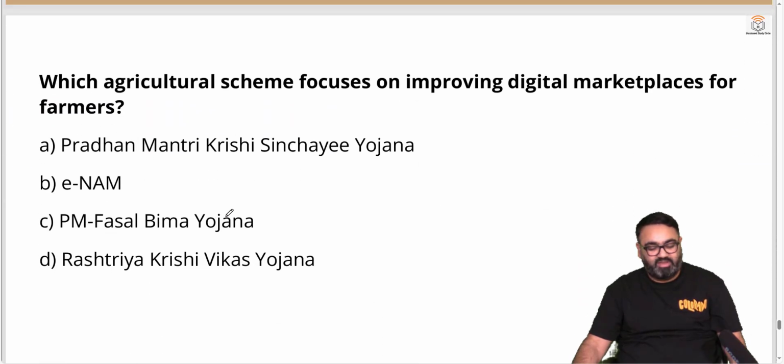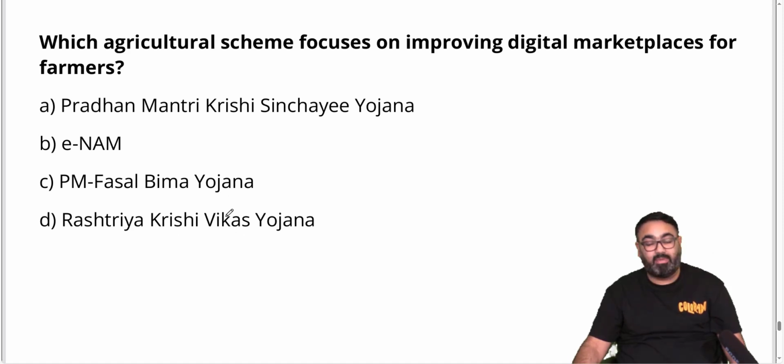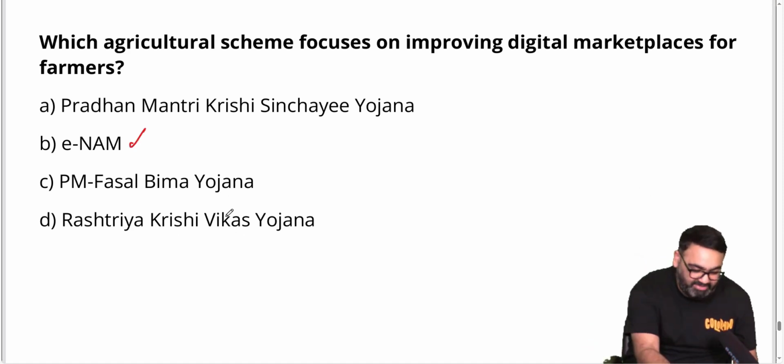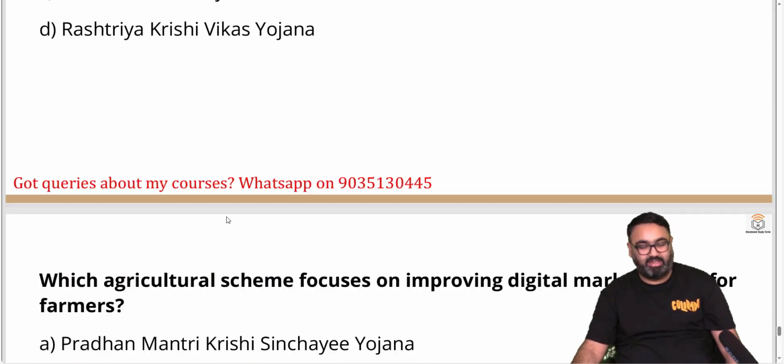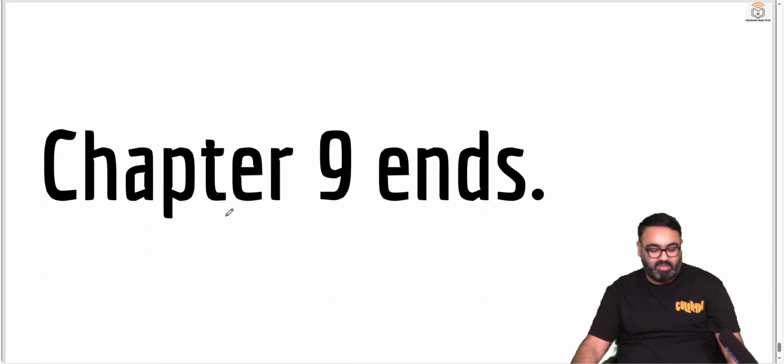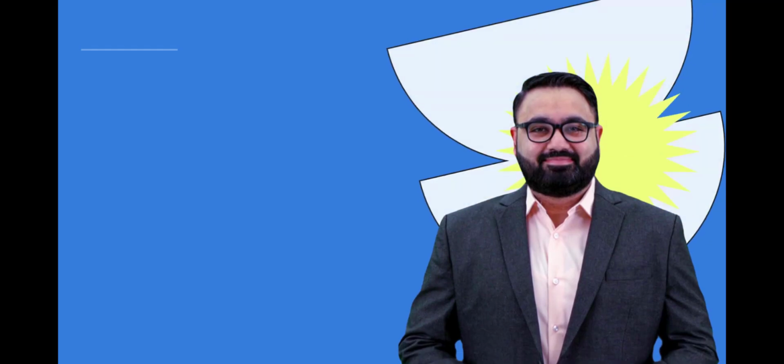One more question: which agriculture scheme focuses on improving digital marketplace for farmers? Which is the marketplace scheme? The ENAM, National Agriculture Market. We discussed this earlier as well. This was chapter number 9.